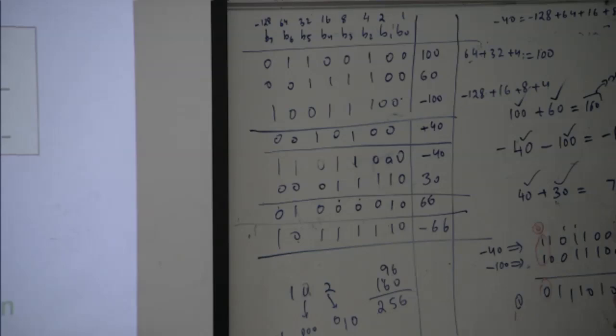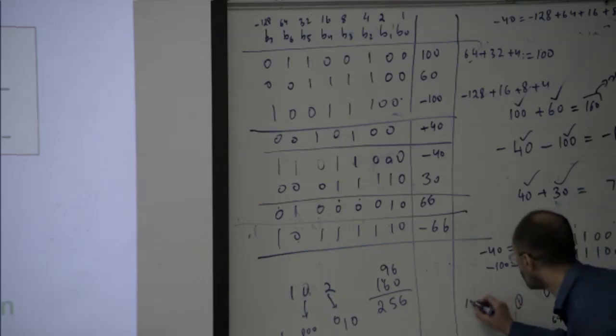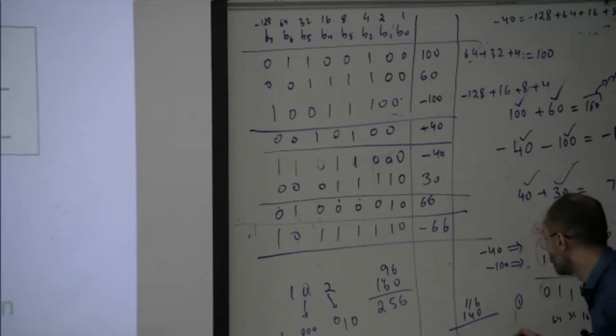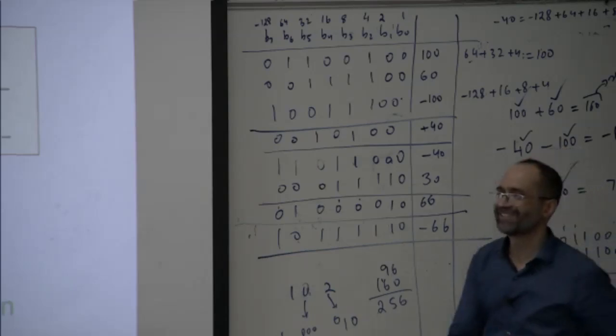Okay, now we compute this number. 1 2 4 8 16 32 and 64. 64 plus 32, 96, plus 4, 100, plus 16, 116. We have 116. When we add it to 140, what should be the result? 256.